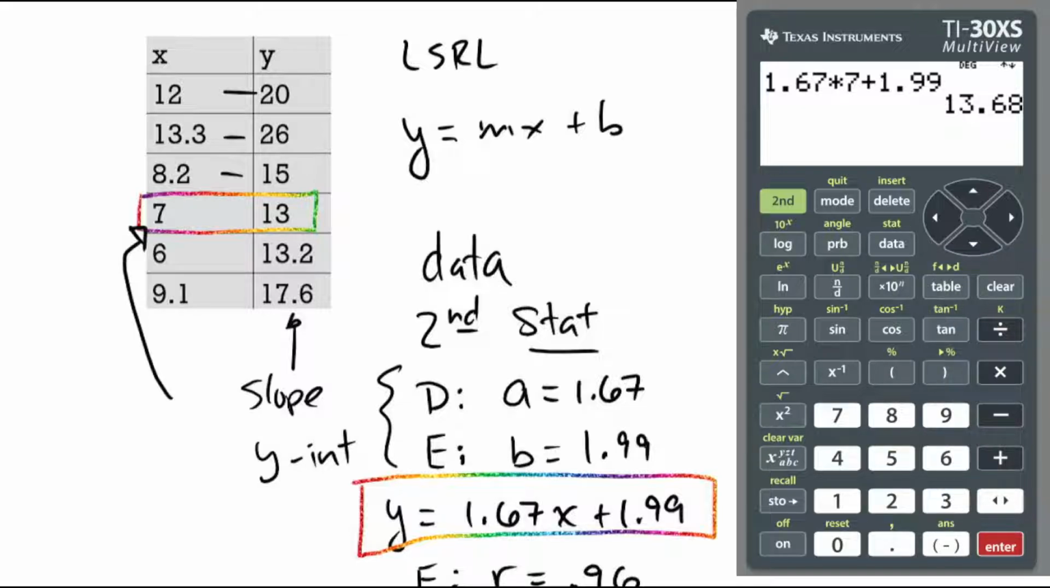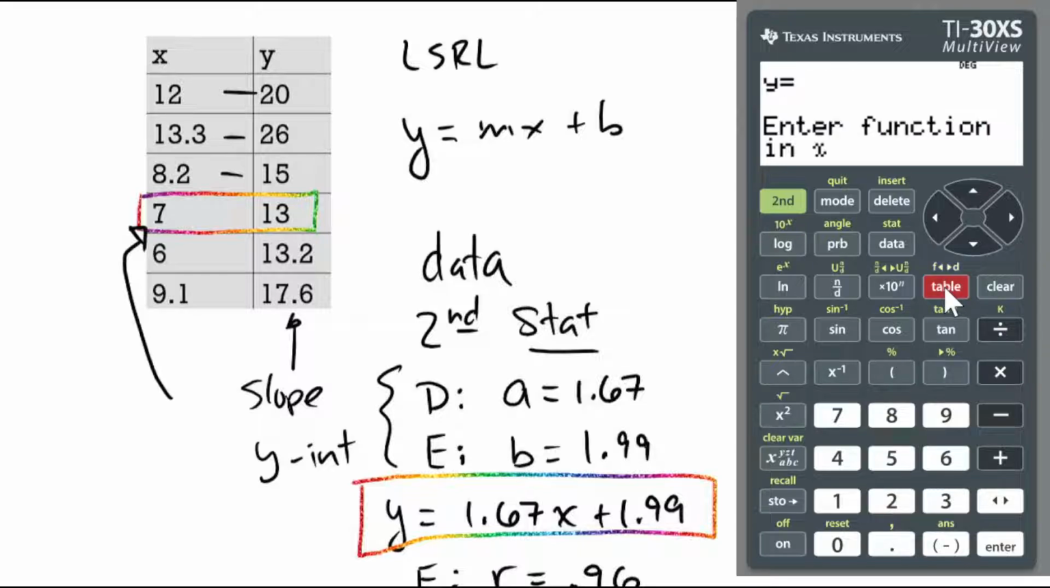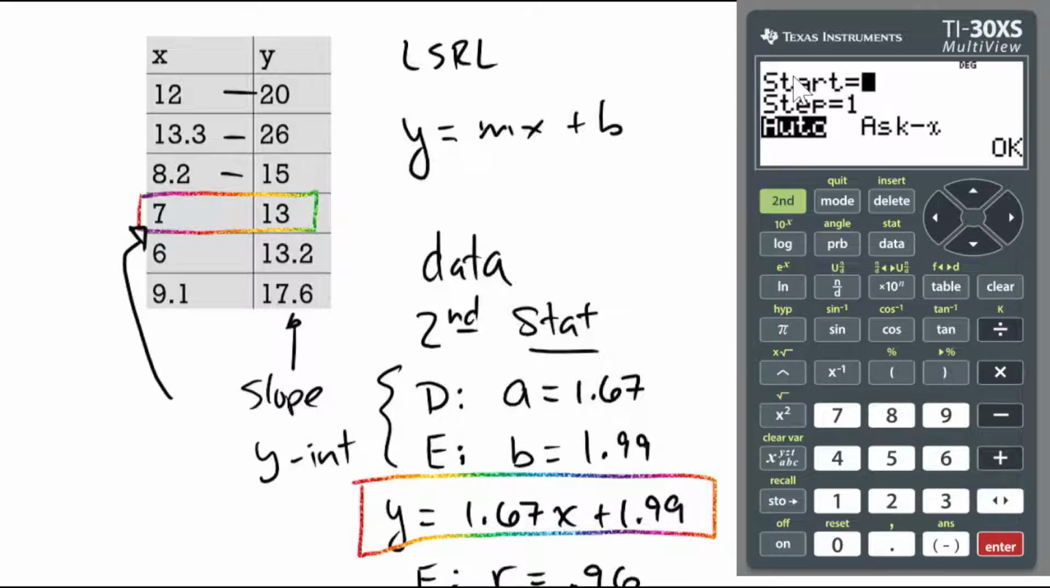And I'm not entirely sure, but I think if I hit table, nope. I thought maybe it would have that automatically recorded, but it doesn't. But I could enter that. I could say 1.67 times x plus 1.99. So if I had to do a lot of predictions, I might do this. Right now, this is going to start at 0, step by 1, and I'll just do auto.